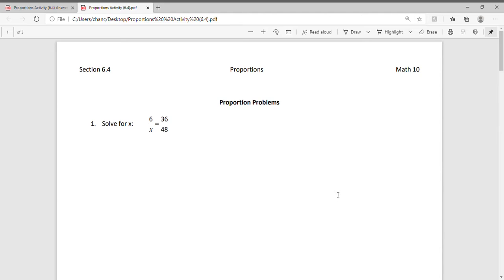Now to do this question, let's use the cross product. That means I'm going to multiply x times 36. That gives us 36x. Then we're going to multiply 6 times 48. Now some of you might want to multiply 6 times 48 with your calculators. I'm going to choose to leave it as a product, 6 times 48.